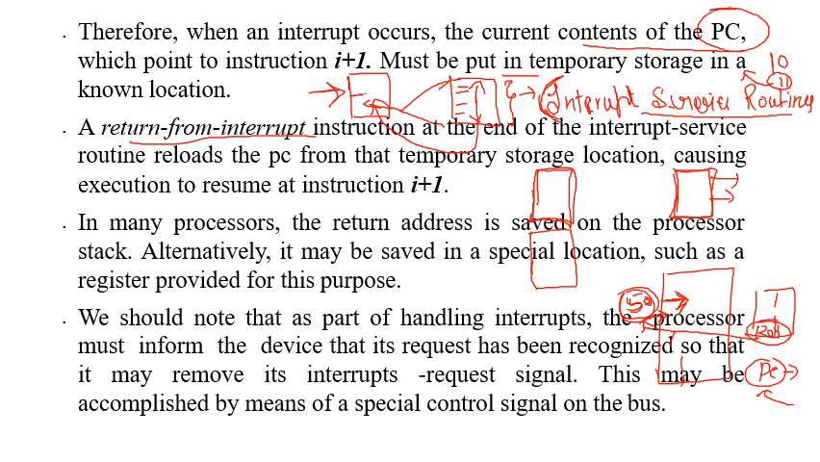In many processors, the return address is saved in the processor stack. Alternatively, it may be saved in special locations such as registers provided for this purpose. In some processors, there is something called a link register, the same as the link register that is present in the case of subroutines. Similar to that link register, there are registers that hold the return address.